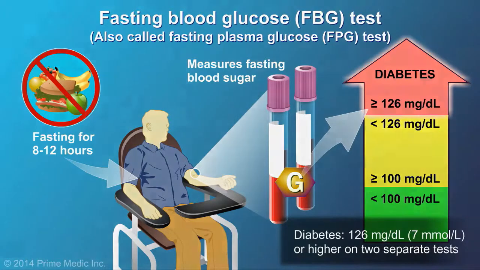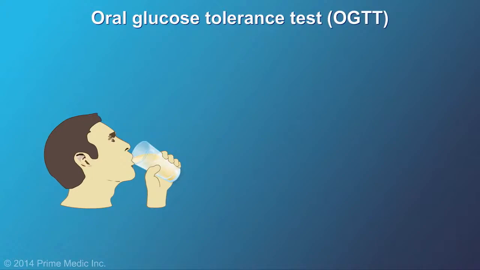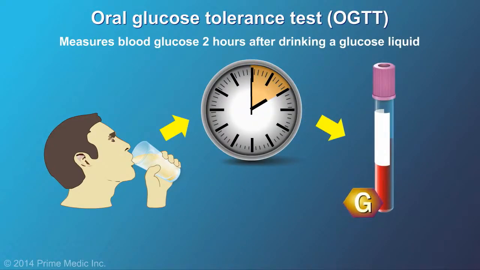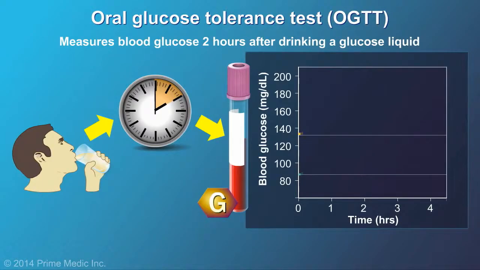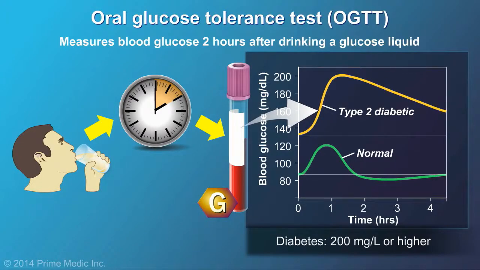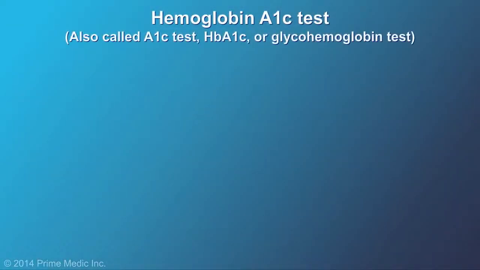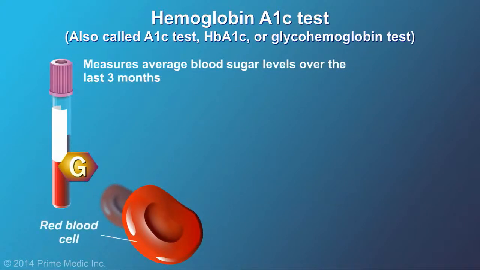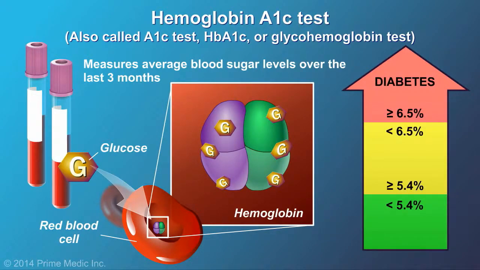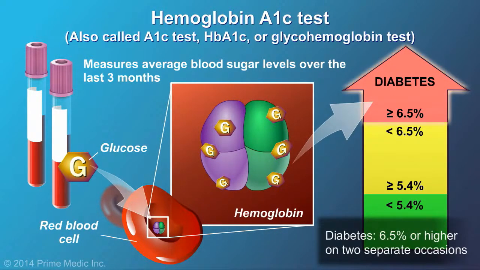on different dates. A second test is the oral glucose tolerance test or OGTT. This test checks blood glucose before and 2 hours after drinking a glucose liquid. Diabetes is diagnosed when the glucose tolerance test level is 200 mg per deciliter or greater. Another test is the hemoglobin A1C test. An A1C number represents how well your blood sugar has been controlled over time, especially over the last 2 to 3 months. Diabetes is diagnosed when an A1C is 6.5% or higher.